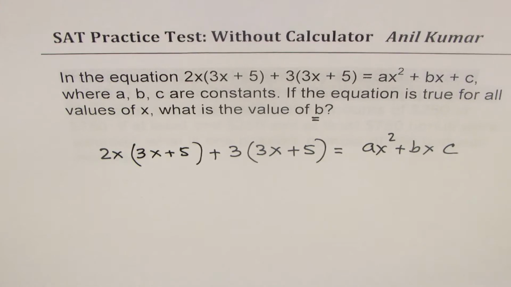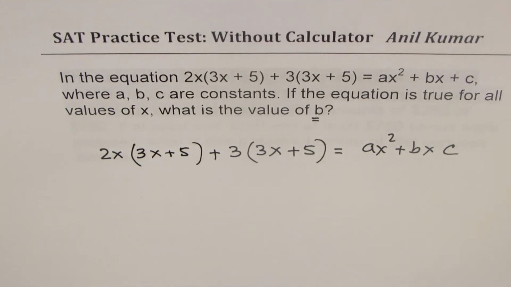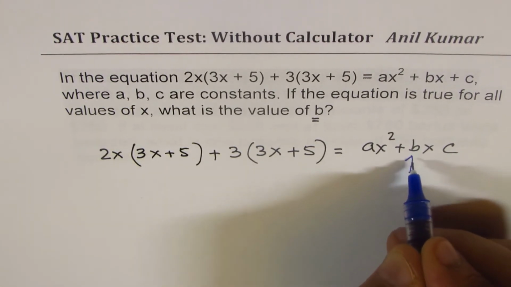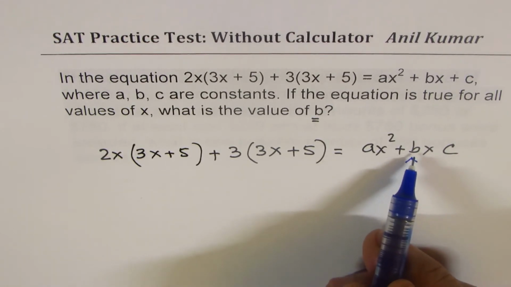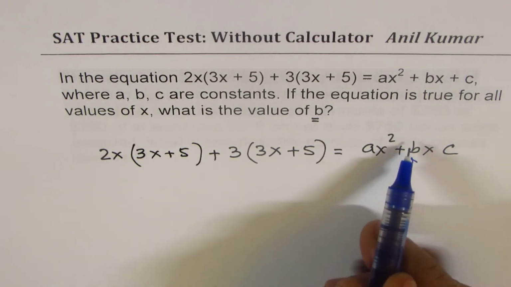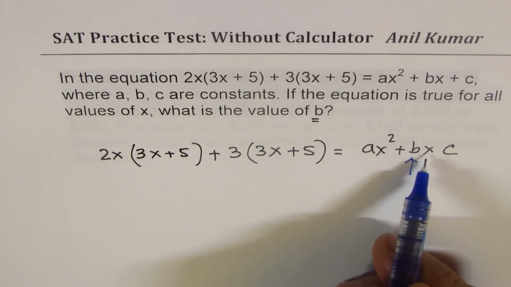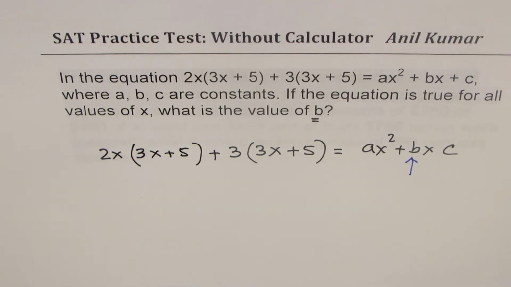bx plus c. Now you may be tempted to factor, add, and do all that. Multiply, get all those things done. But let us remember what we are trying to find. We are only trying to find the value of b, right? Since we have to find the value of b, which is the coefficient of x, we have to only compare the coefficient of x, correct?